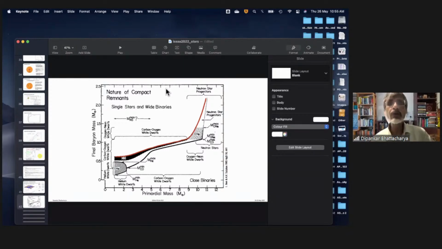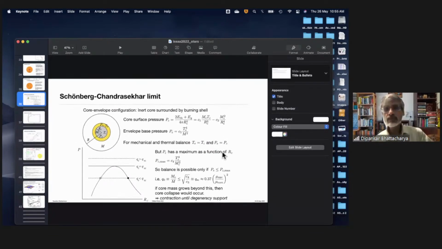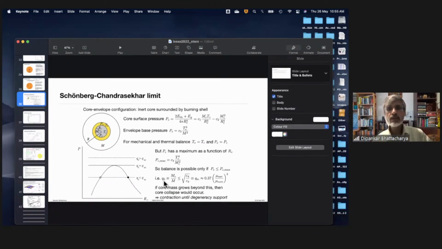If Q0 is greater than QSC, then the core will contract rapidly because the support is gone. The envelope, because of the energy that is now being dumped in the envelope, will expand. So whenever a core contracts in a star, the envelope expands. That's the kind of complementary relationship between the core and the envelope.